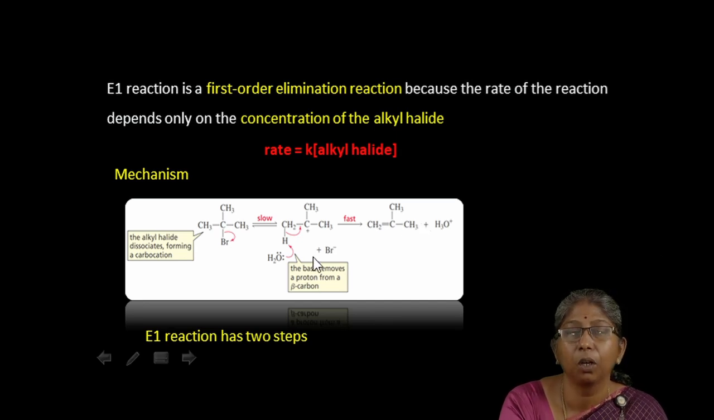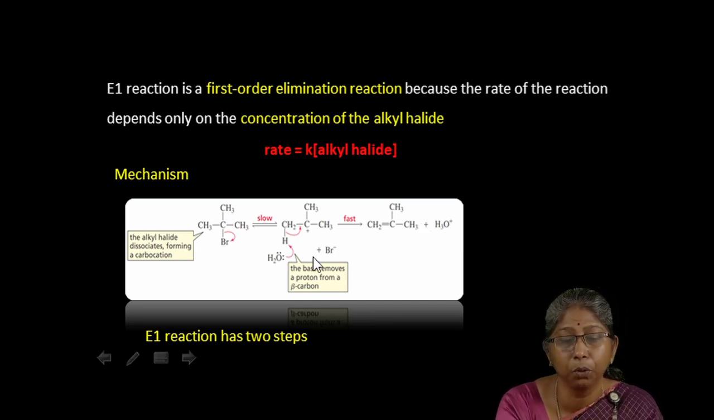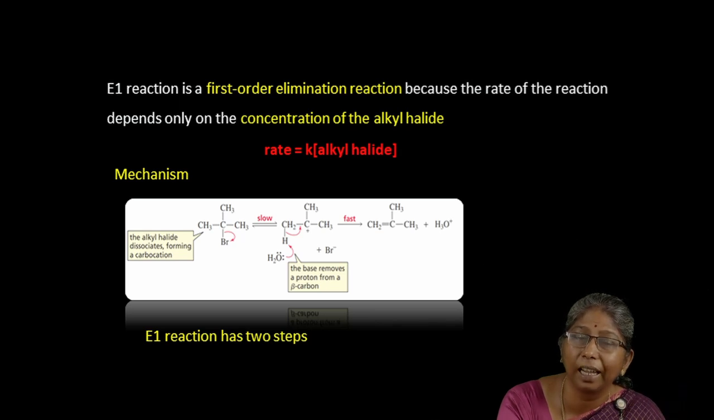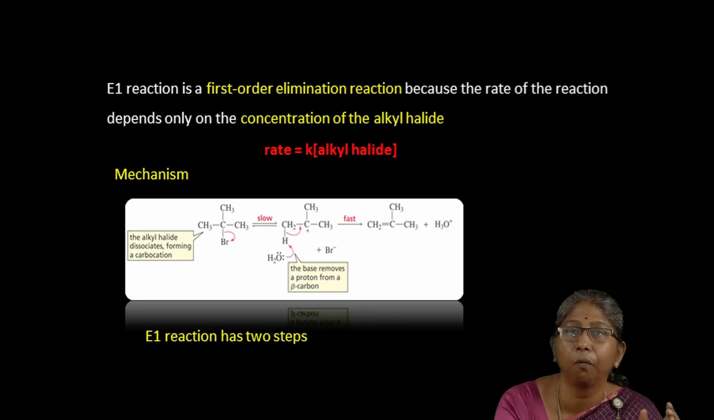So in the E1 reaction, the reaction takes place in two steps with the formation of an intermediate, while the E2 reaction is a concerted reaction depending on the concentration of both the alkyl halide and a strong base. Our conclusion is, if a strong base is used, the reaction follows the E2 mechanism, and if a weak base is used, the reaction follows the E1 mechanism. Okay, we'll continue in our next video. We shall see the factors affecting these E2 and E1 reactions. Thank you.